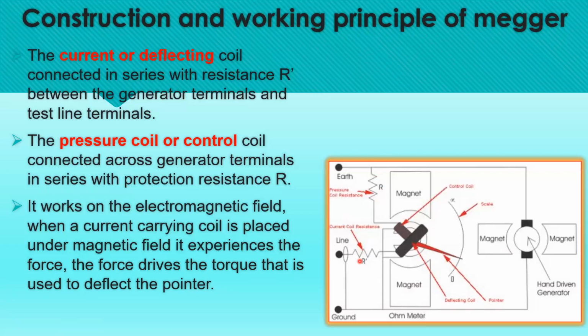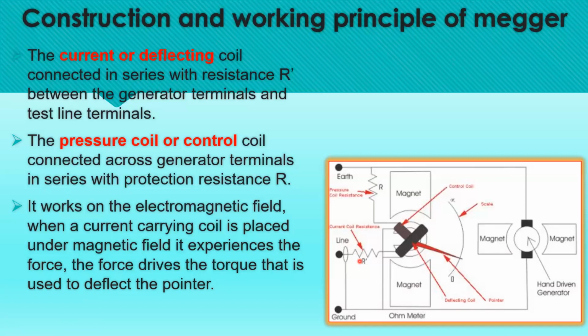So the two coils are placed in the magnets. The principle under which the Megger works is the electromagnetic field. When a current carrying coil is placed in a magnetic field between two strong magnets, it will experience a force. That force will drive a torque, and that torque will make the pointer move in the meter reading.